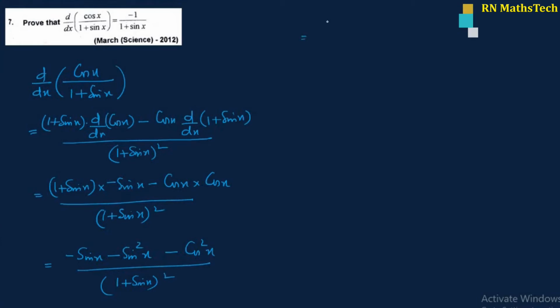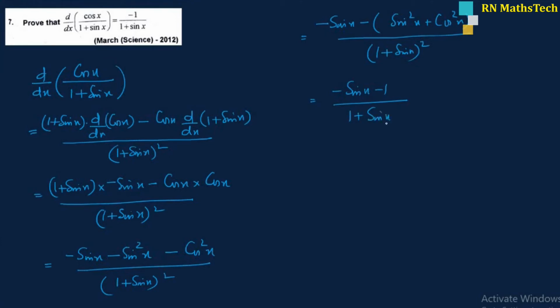Okay, that is equal to minus sin x. Now negative taken outside: sin square x plus cos square x by 1 plus sin x the whole square, that is equal to minus sin x minus 1. Sin square x plus cos square x is 1, so 1 plus sin x the whole square. So negative taken outside, 1 plus sin x divided by 1 plus sin x the whole square. 1 plus sin x is cancelled, minus 1 divided by 1 plus sin x. Okay.